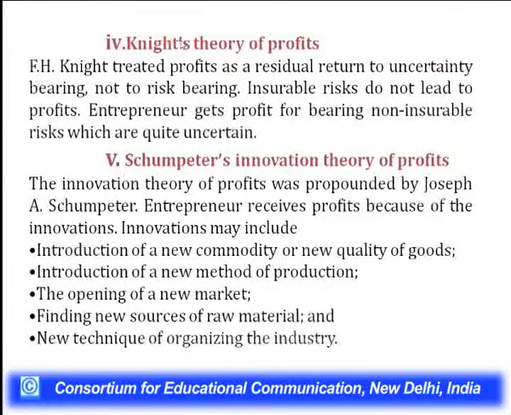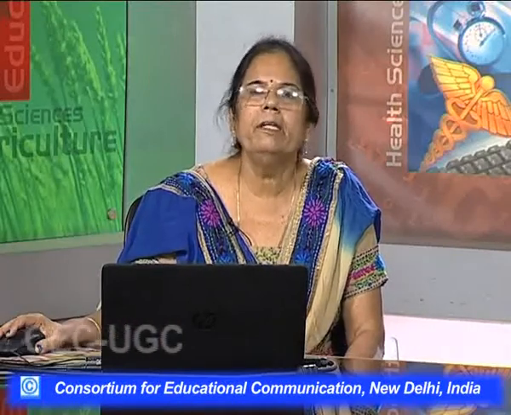Another theory is given by Professor Knight. Knight's theory of profit is also known as the uncertainty theory of profits. This theory says that the entrepreneur has to bear two types of risks. Some risks are certain, like the risks due to theft, fire, etc. They can be insured. But there are uncertain risks, like what will be the change in the policy by the government, whether the demand will rise or fall, whether there will be some new product in the market. These risks are uncertain, they cannot be insured.